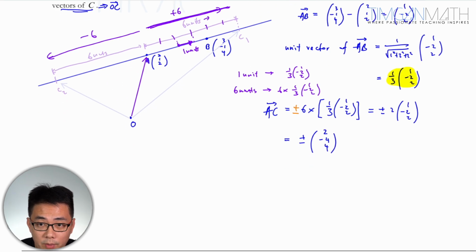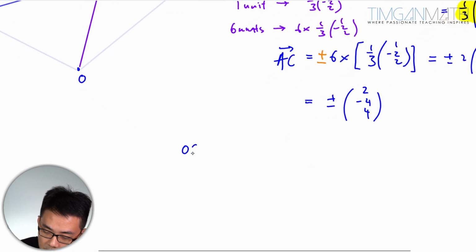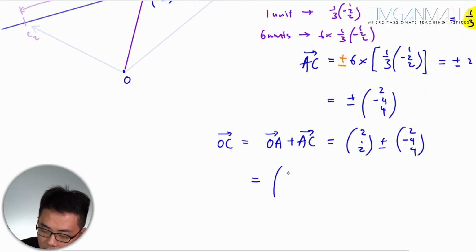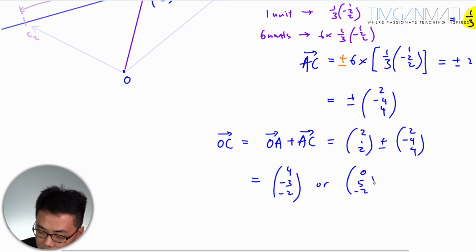Then what we need is OC. So OC is what? OC is OA plus AC. So I just put 2, 1, 2, plus minus. All these are secondary school stuff. The concept is there. So you have got 4, minus 3, minus 2, or 0, 5, and negative 2. My goodness, I don't know whether I did something wrong.